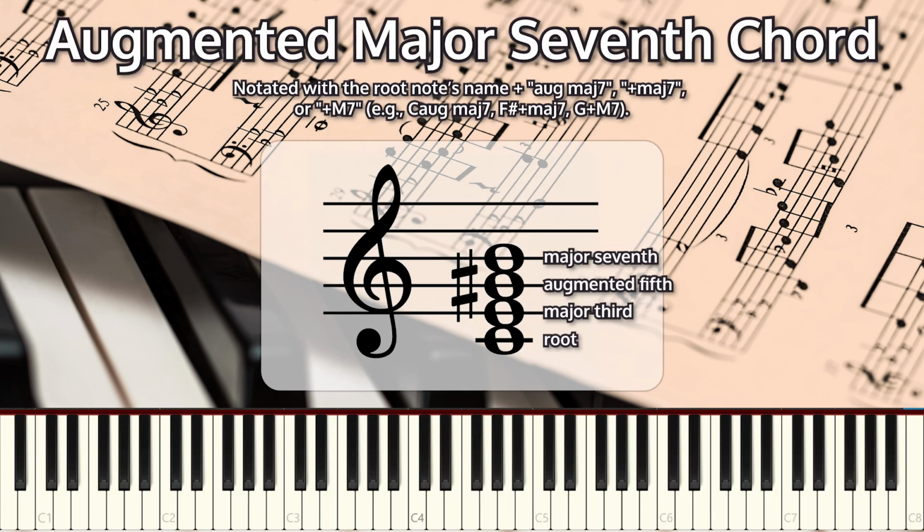The augmented major seventh chord is an augmented triad with a major seventh interval above the root. This chord's abbreviation could be the root note's name followed by aug-maj7, or plus maj7, or plus capitalized M7.